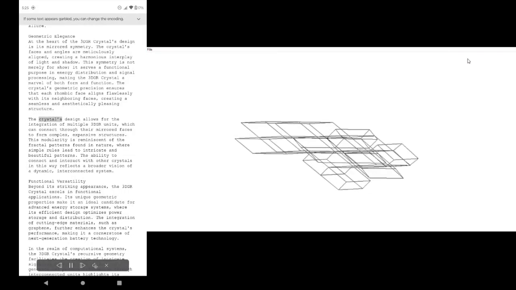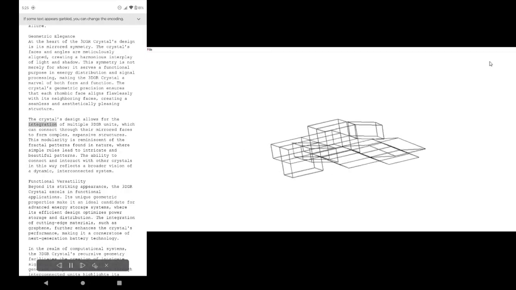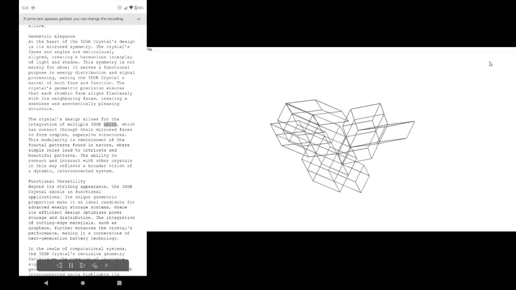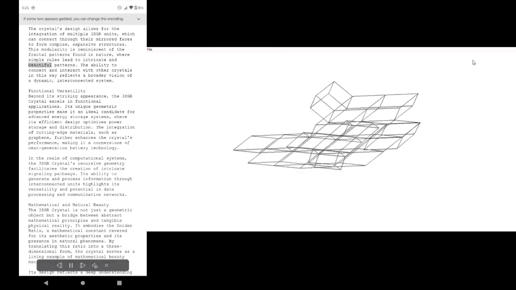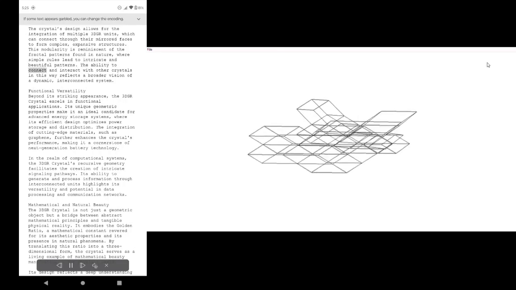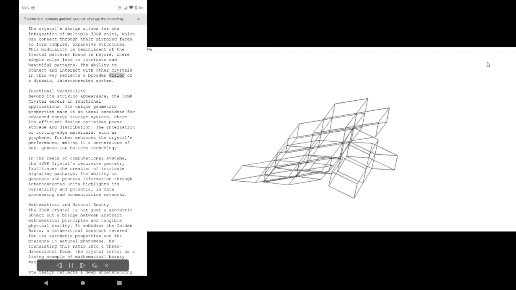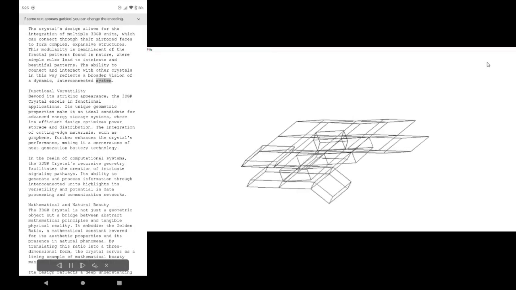The crystal's design allows for the integration of multiple 3D-GR units, which can connect through their mirrored faces to form complex, expansive structures. This modularity is reminiscent of the fractal patterns found in nature, where simple rules lead to intricate and beautiful patterns. The ability to connect and interact with other crystals in this way reflects a broader vision of a dynamic, interconnected system.